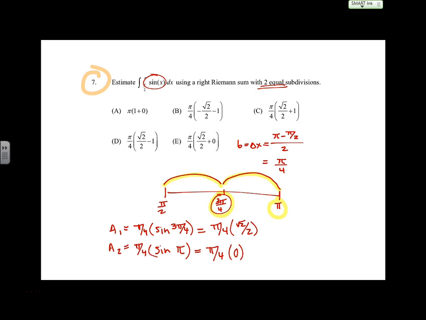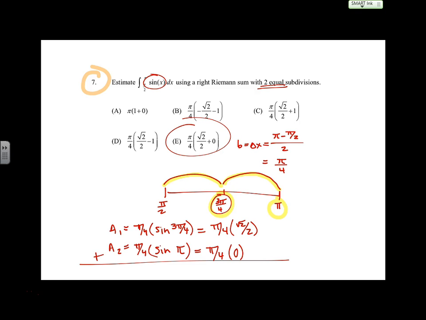So which one has a root 2 over 2 and a 0 when you add these two together? Because remember, you're just adding each. So this is why they're factoring out, this is why there's a pi over 4 in front, because they're factoring out the common base, and they're saying him plus him.